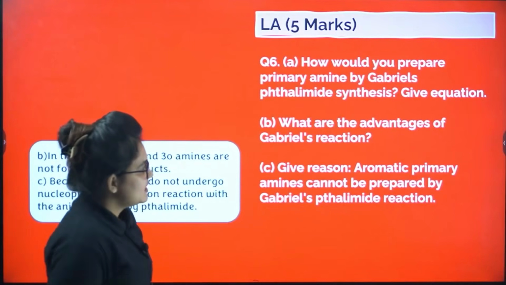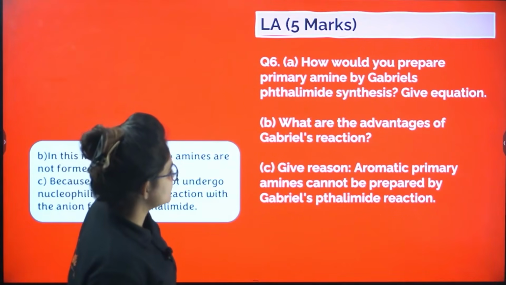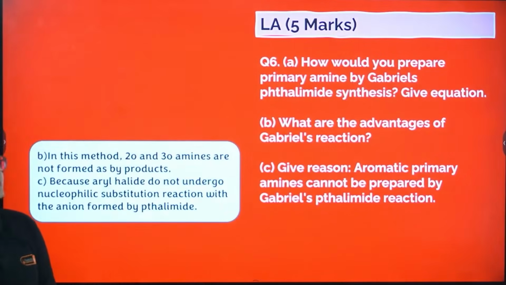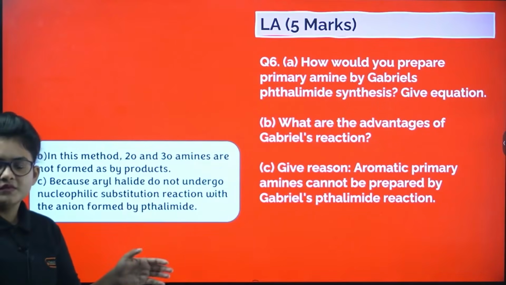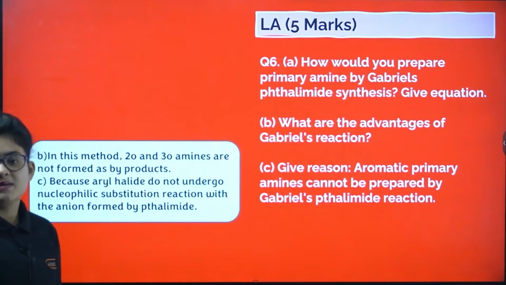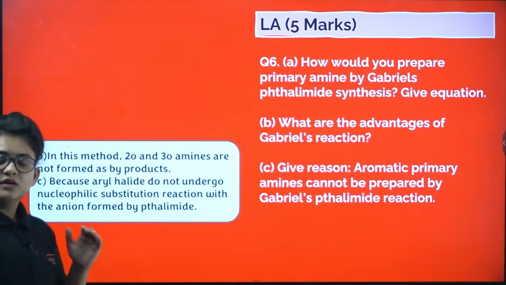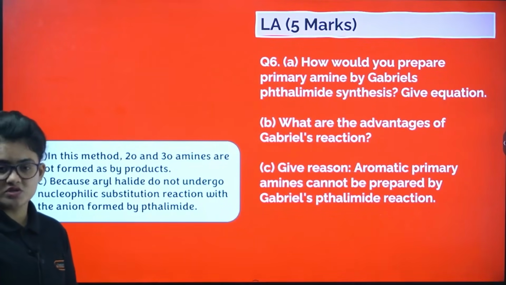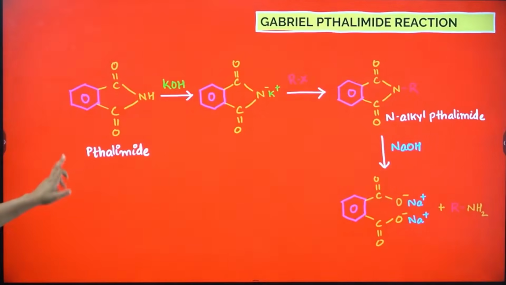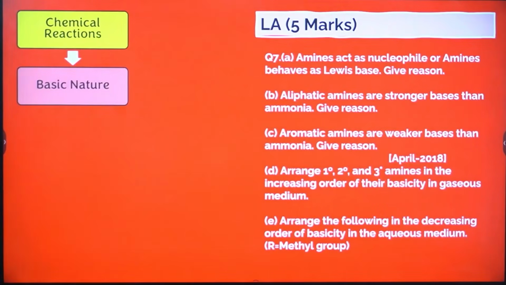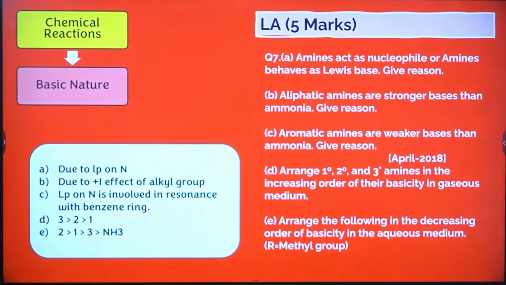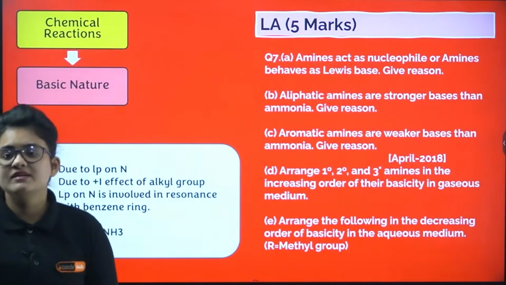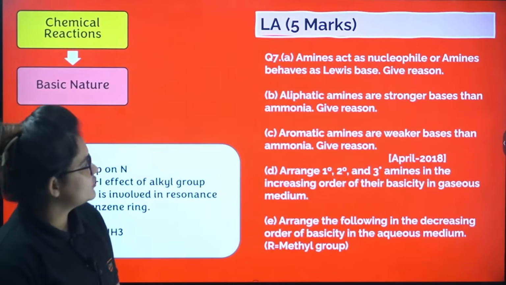Next, aromatic primary amines cannot be prepared by Gabriel phthalimide synthesis because aryl halide will not undergo nucleophilic substitution with the anion that is formed by the phthalimide. So aryl halide you can't take for the nucleophilic substitution. Okay, I guess clear. Let's proceed. Amines act as a nucleophile, or amines behave as a Lewis base. Give reason: because of the lone pair of nitrogen. Lone pair donor.